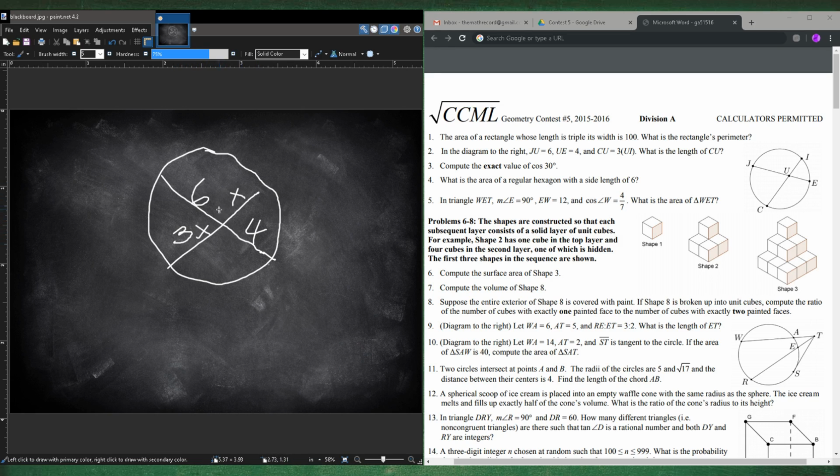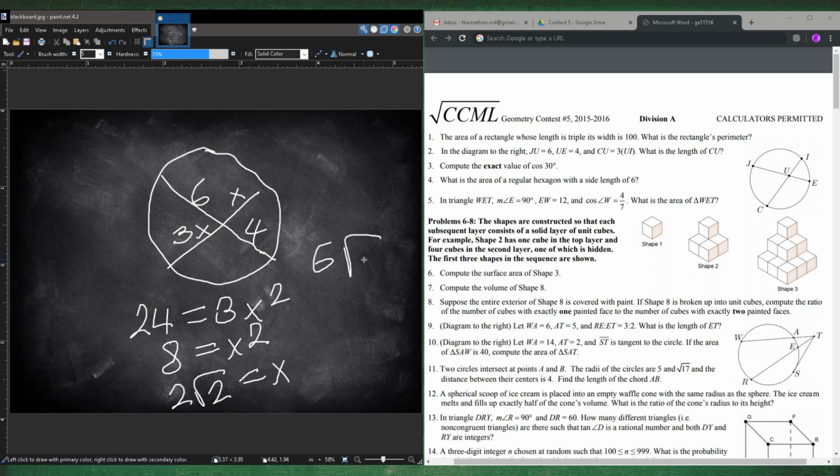So this is just an intersecting chords question. Basically, if you multiply the segments of one chord, it should equal the product of the segments of the other. So 6 times 4 is 24, which is equal to 3x times x, which is 3x squared. So 24 is equal to 3x squared. Divide to get 8 is equal to x squared. So x is 2 square root 2. CU is 3x, so multiply that by 3 to get 6 square root 2. So your answer for number 2 is 6 square root 2.